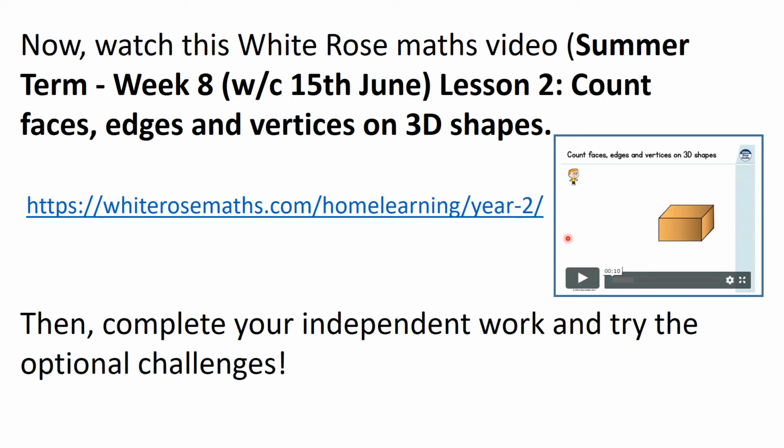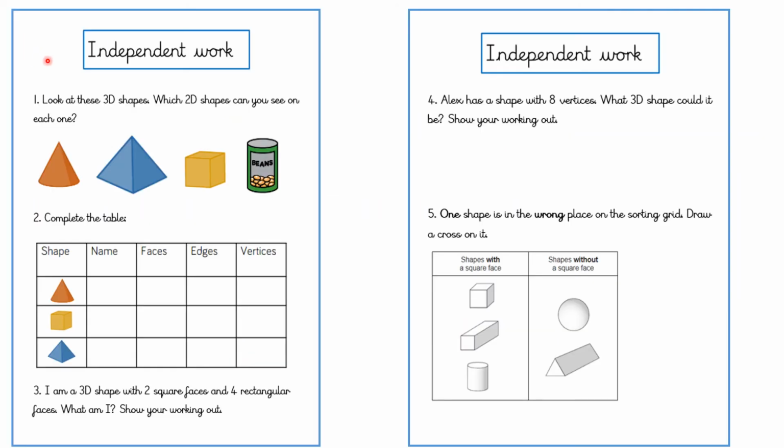And then after you've watched that video, you'll be ready to complete your independent work and hopefully try some of the optional challenges as well. So I'm just going to talk about what your independent work looks like for today. So on the first page, number 1 says, look at these 3D shapes. Which 2D shapes can you see on each one? So what shape are the faces on these 3D shapes? And there might be more than one 2D shape on its faces, or there might only be one shape. So you need to look really, really closely.